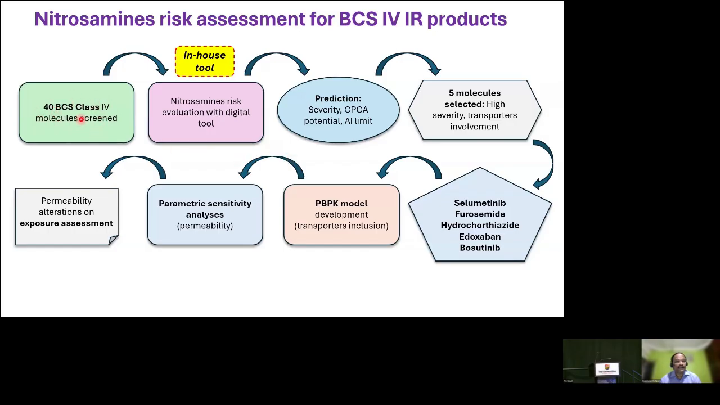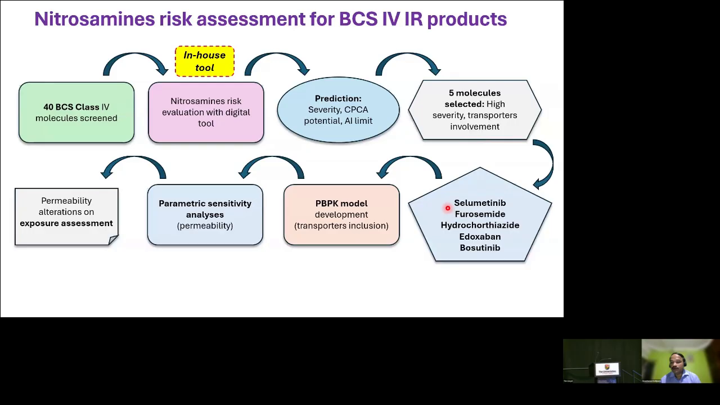So what we have done is that we have taken 40 BCS class 4 molecules, and we entered the structure of all these molecules into our in-house tool. For all of these 40 molecules, we determined the severity, CPCA potential, as well as the acceptable intake limit. Out of this, the tool shortlisted 15 molecules with high severity category. And out of these 15 molecules, we have selected 5 molecules which exhibited high severity for nitrosamine formation. From the modeling perspective, we selected those 5 molecules wherein transporters are involved in the absorption. Because BCS class 4 molecules are a little notorious with respect to solubility, permeability, as well as dissolution, and the involvement of transporters makes the case much more complex. So we wanted to evaluate the cases where transporters are involved. How can we use PBPK modeling to come up with a proper risk assessment for the BCS class 4 molecules?